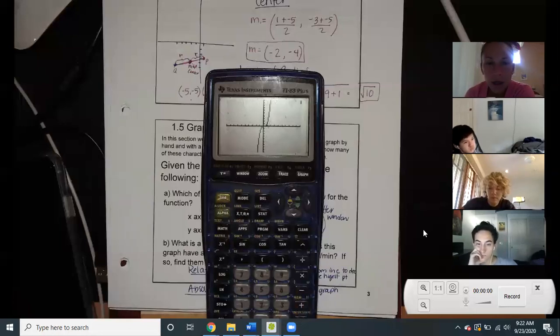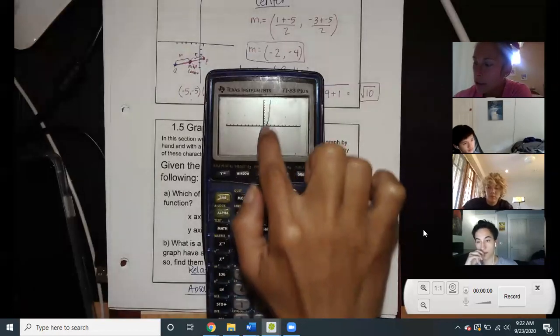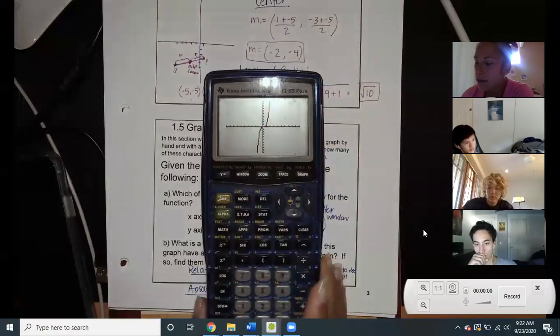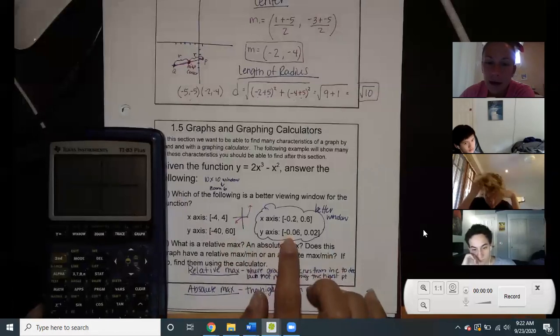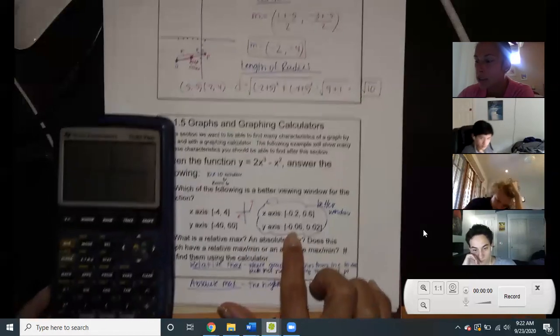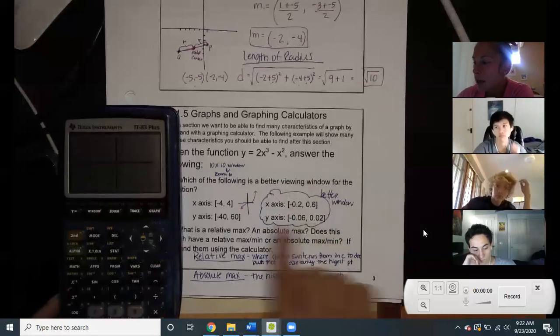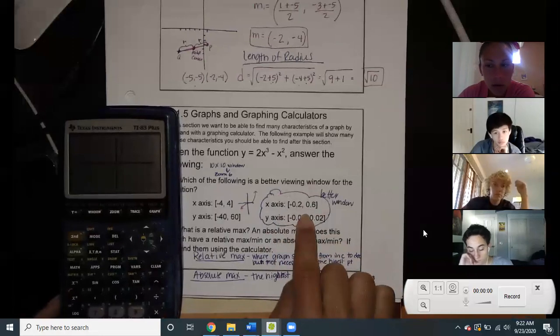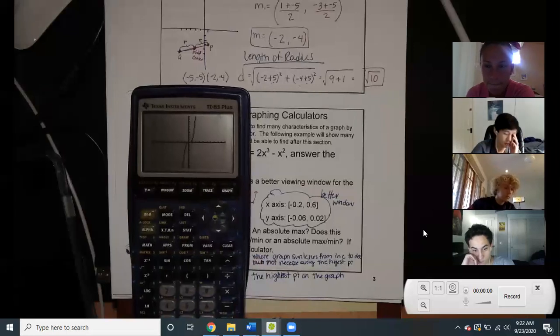Now, last time we looked at this function a little more, we can't really see a lot of detail going on around in here, okay? But we looked at these different viewing windows to see which one gave us a better window. And we decided that this second one gave us a little bit of a better window because we could see more detail about the function. So how do I change my window so that it is these values now? How did we do that on the calculator? What button do I push?